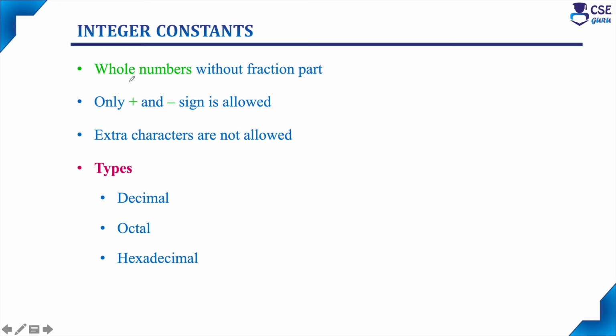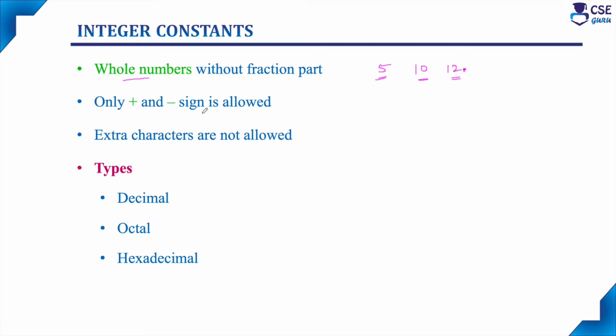The integer constants are nothing but whole numbers without fraction part. For example, 5, 10, 12. Likewise, the whole numbers without any fractional part or decimal part. That is, 12 point something is not an integer constant. That is a decimal constant. So, the whole numbers without fraction part is nothing but integer constant.